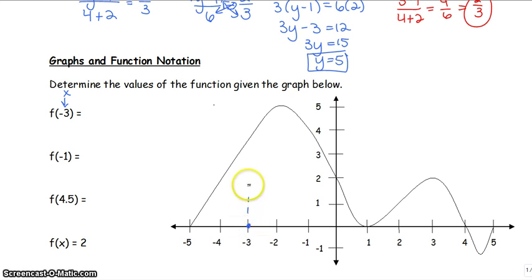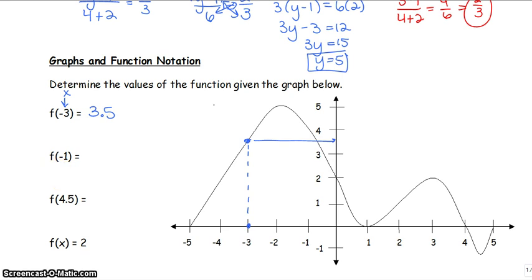We're going to follow that up until it hits the graph, and then we're going to follow that over, and that's going to be roughly about 3.5. So if I were to plug -3 into this imaginary equation of the graph we've got, it would have given me a y value of 3.5.